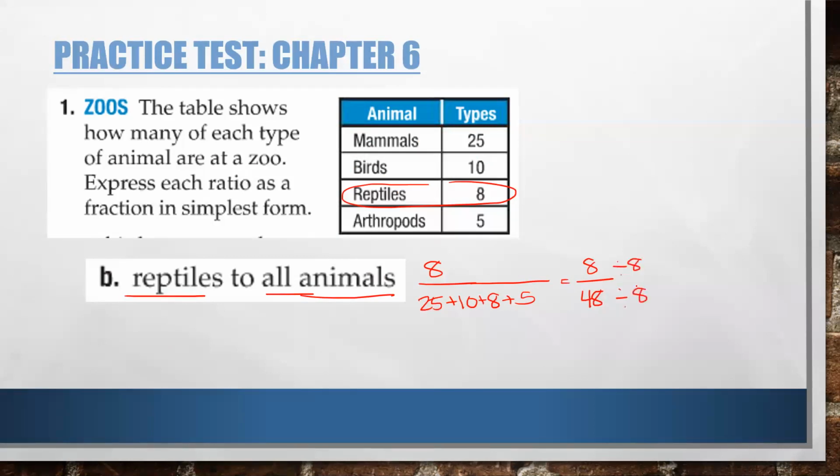So there's a common factor of 8 between 8 and 48. 8 divided by 8 is 1, and 48 divided by 8 is 6. So our fraction in simplest form is 1/6. Okay.